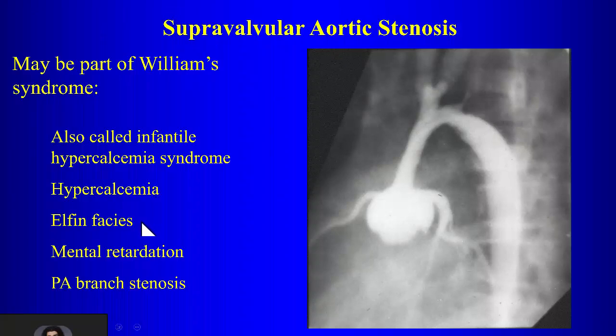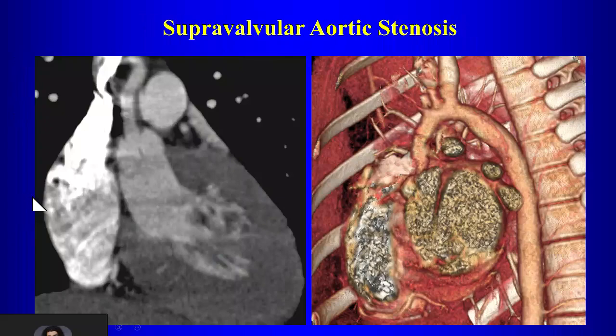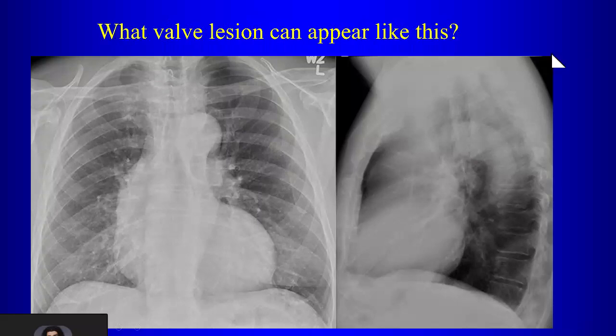These patients can have hypercalcemia, often elfin faces, mental retardation, and stenosis in branch vessels of the pulmonary arteries. So in addition to involving the aorta, they can also have stenosis in other vessels like pulmonary arteries and renal arteries. So here there's some stenosis of the pulmonary arteries in addition to the supravalvular aortic stenosis. And because of that stenosis, they can also develop dilatation of the sinuses of Valsalva and also the coronary arteries because of the high pressures in those regions. Okay, so that's Williams syndrome. But this was the case, supravalvular aortic stenosis. So stenosis above the aortic valve.